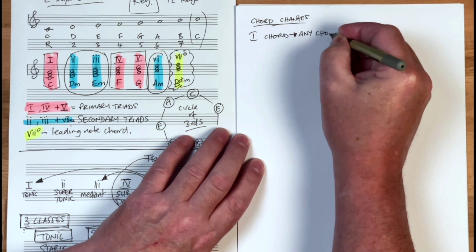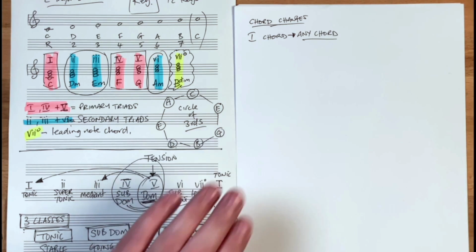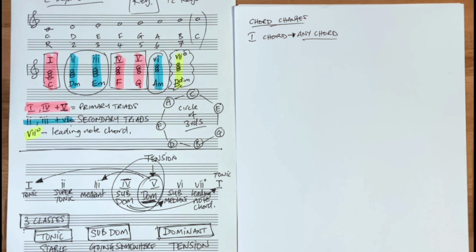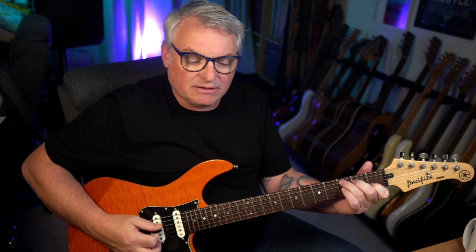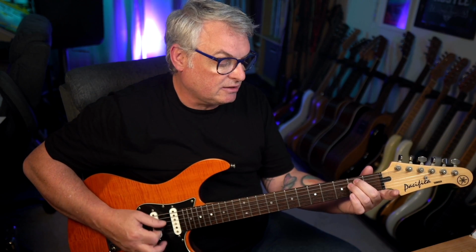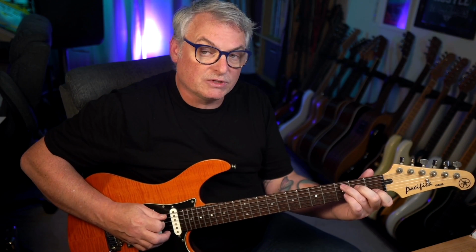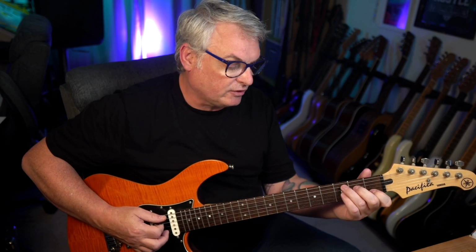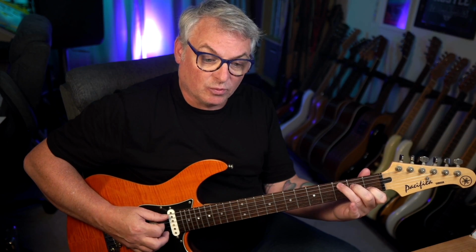It makes sense that it can go to any chord. The 1 chord can go to any chord. And if I was to demonstrate that on the guitar, if I'm in the key of C, I can go from chord 1 to chord 2, which was D minor. I could go from chord 1 to E minor, which is chord 3. I can go from chord 1, which is the C, to chord 4, the F chord there. And then I can go from the C chord, chord 1, to chord 5, G. Okay, so we can go there.